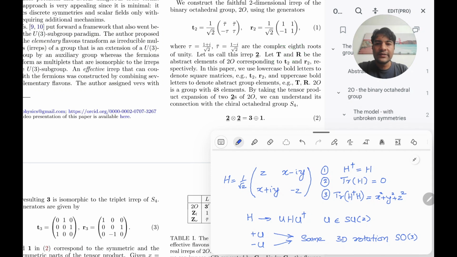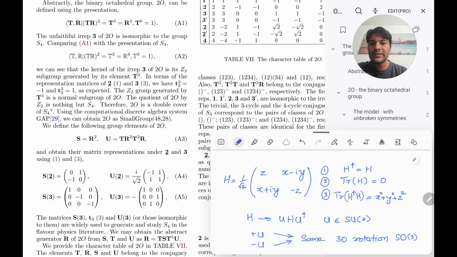I will show you that. The conversion is given here. S is given by R square and U is given by T R square T square R. If you look at the triplet, we get S as diagonal 1, minus 1, minus 1, and U as this one. And these are the familiar generators that you see in the literature.